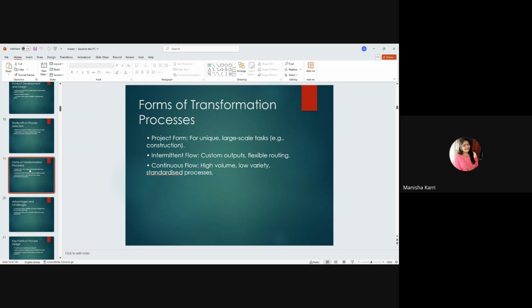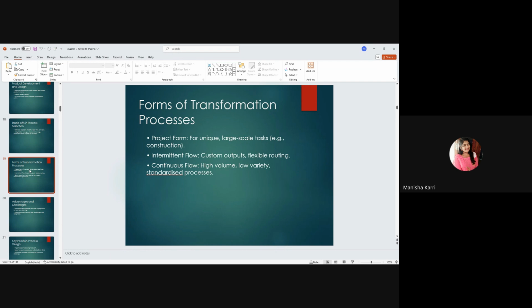Next one is continuous flow. What does continuous flow mean? It is used to make a lot of the same product at the same time. For example, factories making soda bottles or a power plant producing electricity. It runs non-stop, making the same thing over and over.